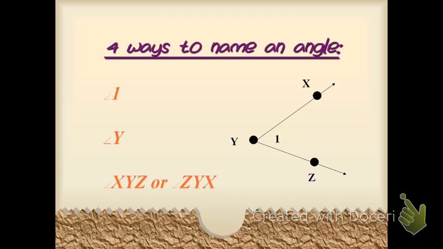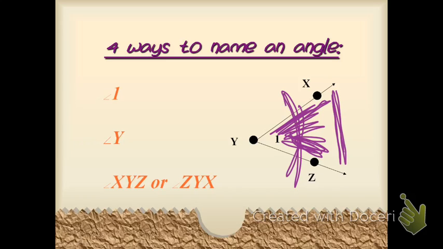There's 4 ways to name an angle. So if you look at this angle here that we have, we can call this angle 1. And if you notice, I have a 1 right here, because it's this space that's in here. That's what we're measuring. A lot of times I think people think that we're measuring the distance from here to here, and it's not that distance, it's this space from here to here. So that's what we're measuring.